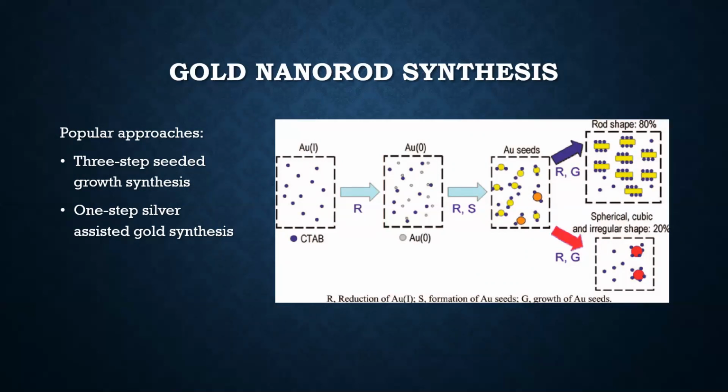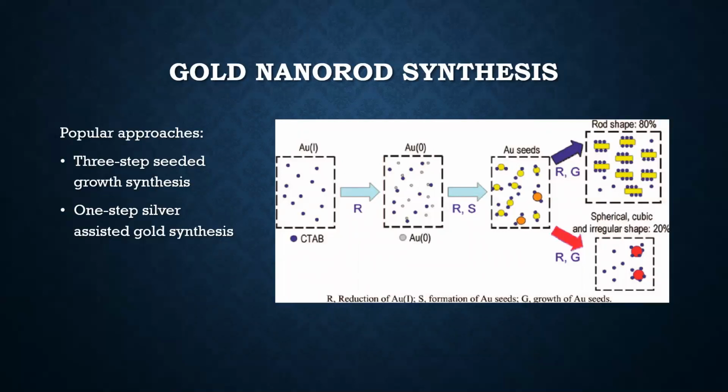As you can see in the picture up there, in these two popular approaches, the mechanisms are similar in the following way, and it is a typical explanation and typical mechanism of how gold nanorods are synthesized. So first, the preparation of seeds by reduction of gold precursor by a strong reducing agent, typically sodium borohydride.